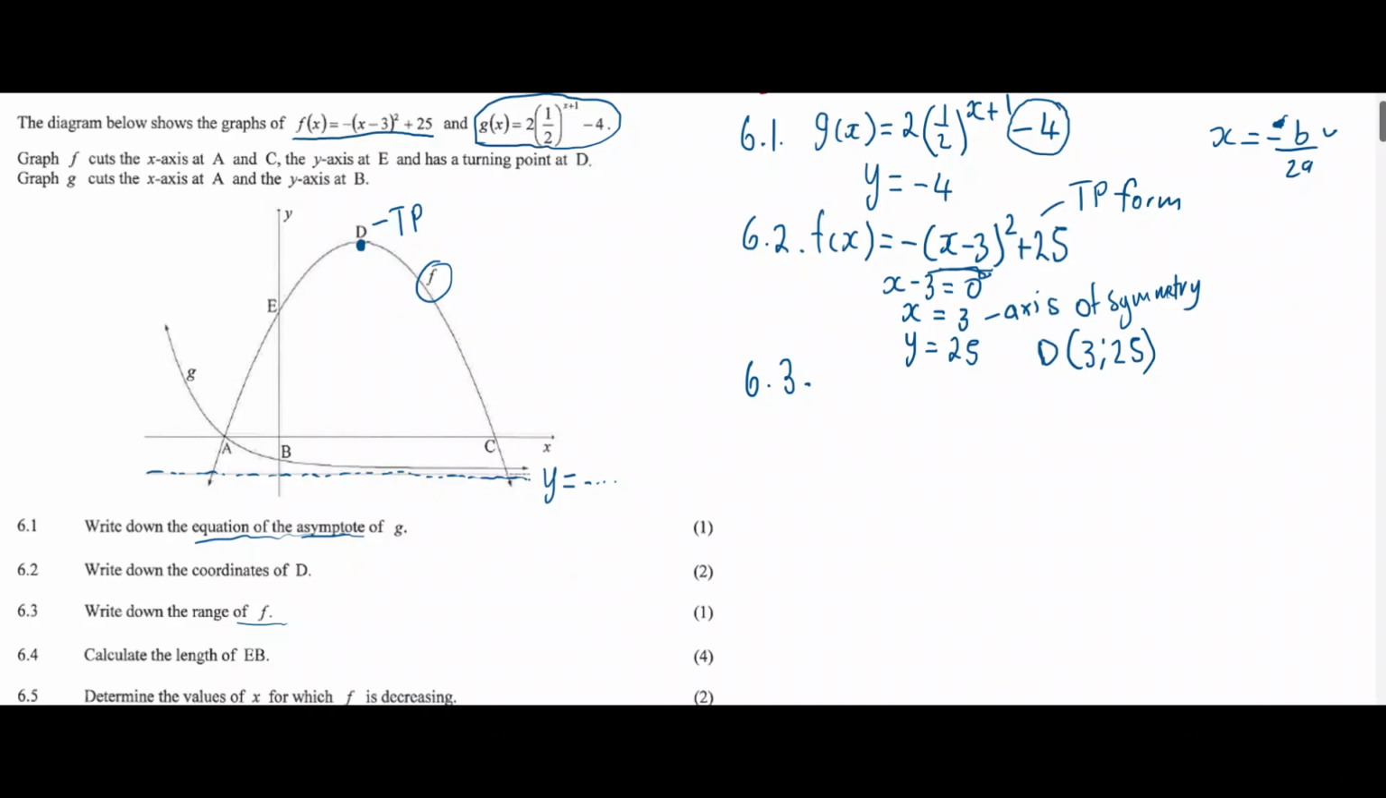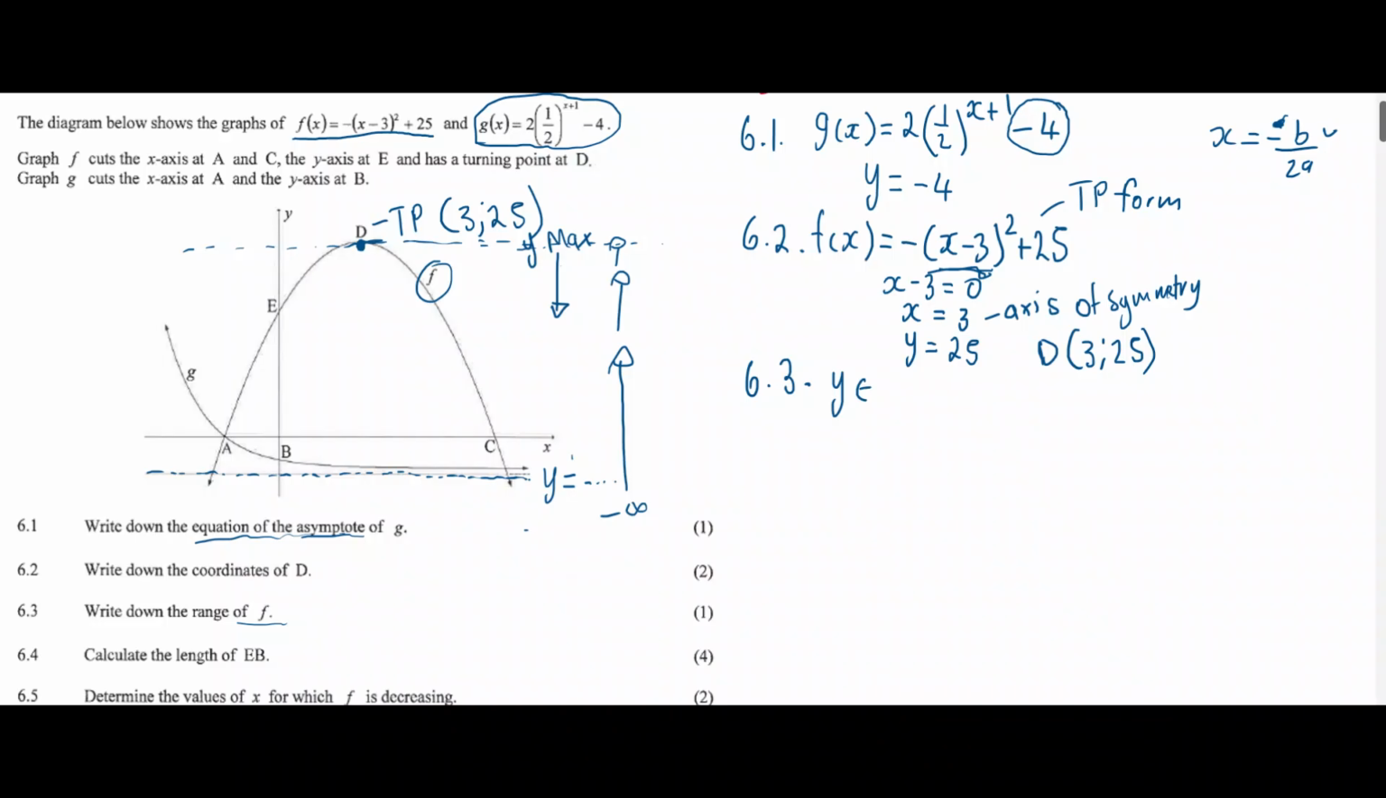Determine or write down the range of f. What is f? f is this function, and the coordinates of the turning point are 3 and 25. What is the range of this function? The range is basically the y values. Looking at this function, it has a maximum here. So this is the y value at the maximum. The graph exists going down from that. But remember, we look from the smallest values, and the smallest values come all the way from negative infinity up to that.